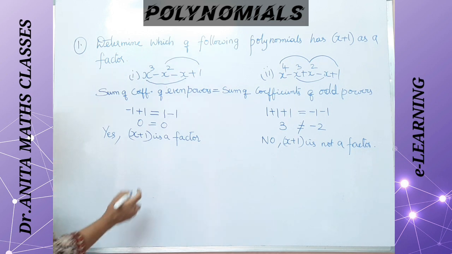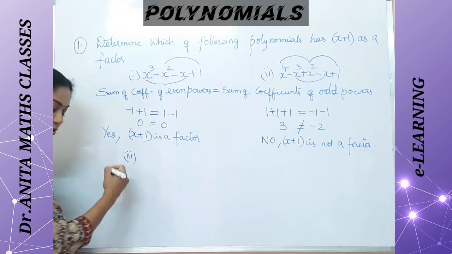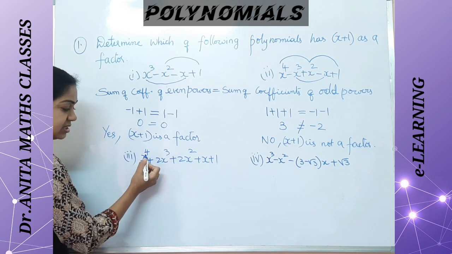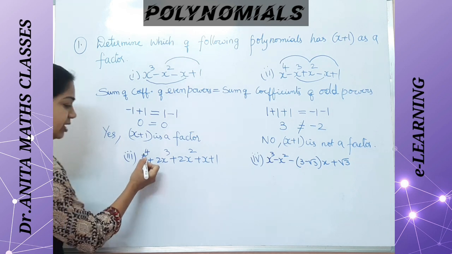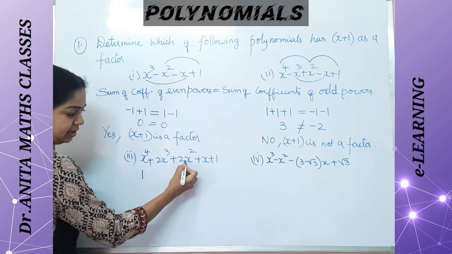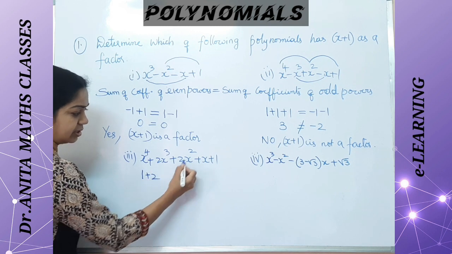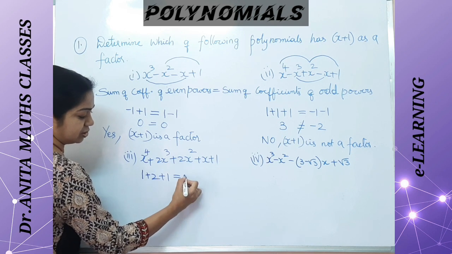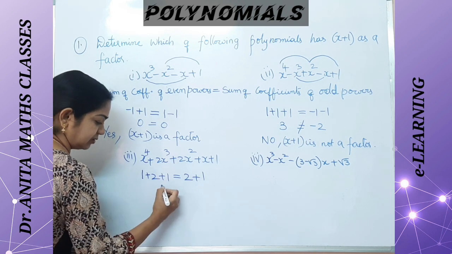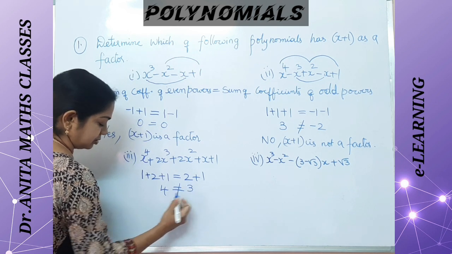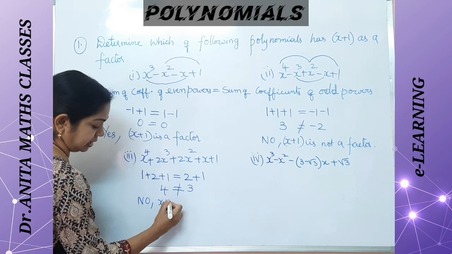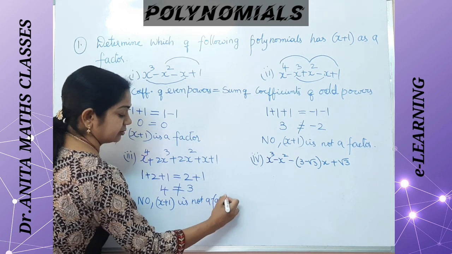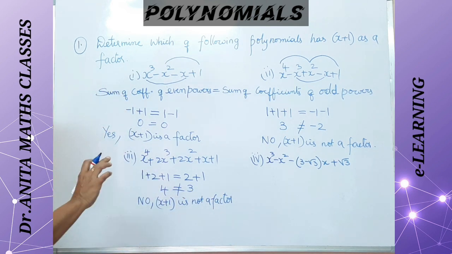So likewise we can check it. Let me do the third problem also, with odd powers and even powers. See here, for the even powers you have to write the coefficients. X to the power of 4, 1 is the coefficient. Now for x square, 2 is the coefficient. Now you have to consider even the constant, so 1. Here, odd powers, the coefficients are 2 and 1. So if you see here, 4 is not equal to 3. So no, x plus 1 is not a factor. So we have to check the condition of the sum of the even powers and the odd powers.